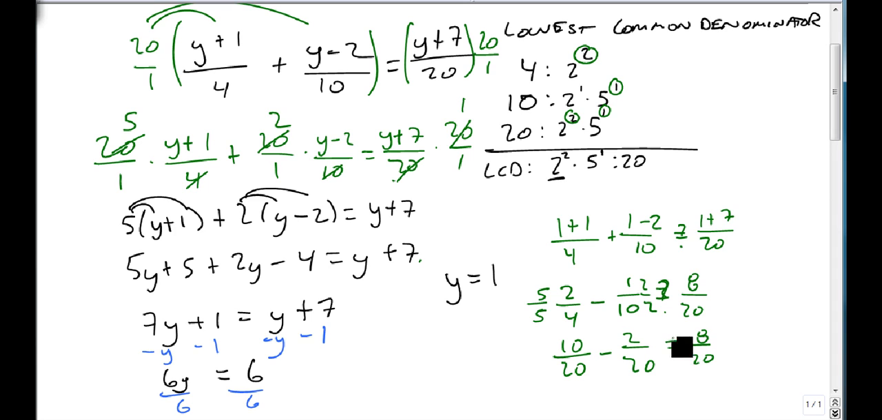Does that equal 8 over 20? Well, 10 minus 2 is 8. Does 8 over 20 equal 8 over 20? Sure enough, it does. So our answer is, in fact, y equals 1.